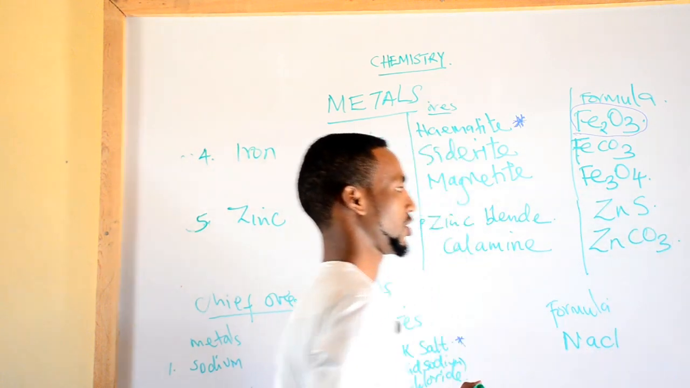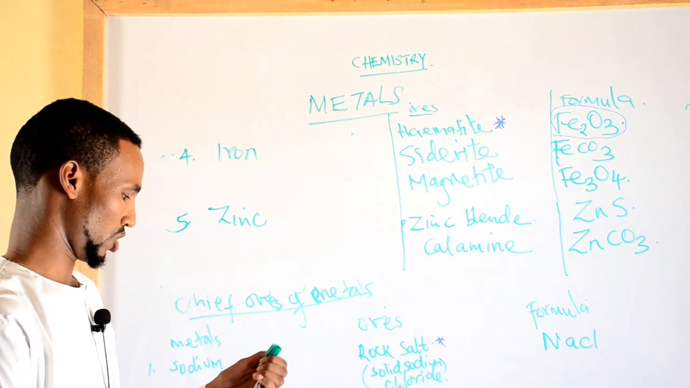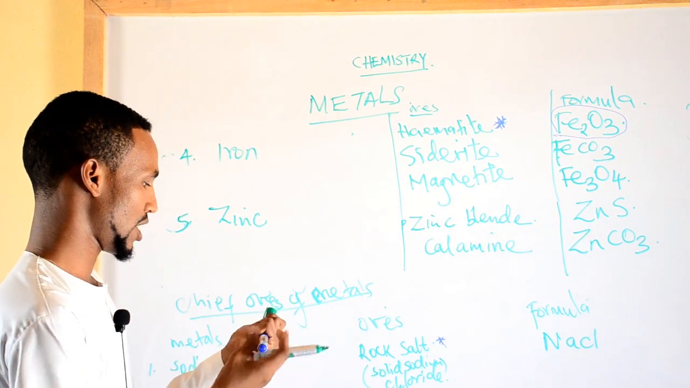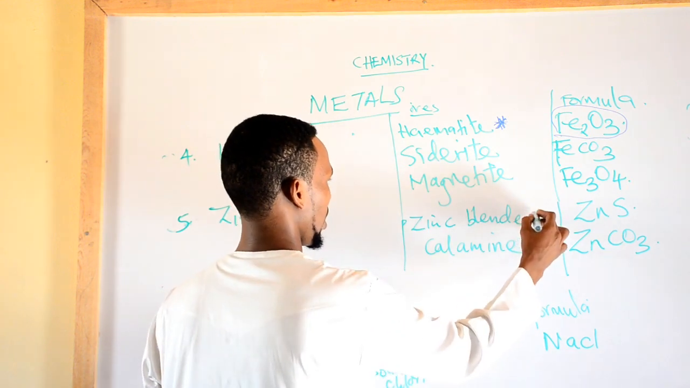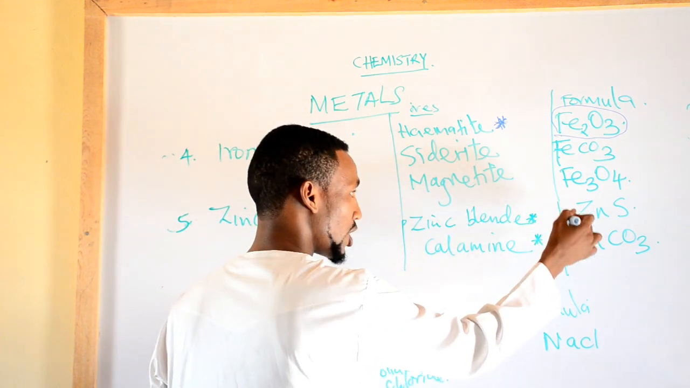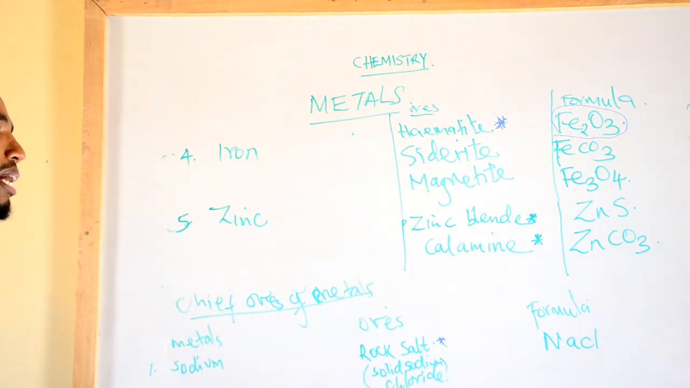Yes? So these are very familiar formulas that we have discussed in Form 2. So these are the two major ores that we shall be using. We shall be using both zinc sulfide and zinc carbonate.